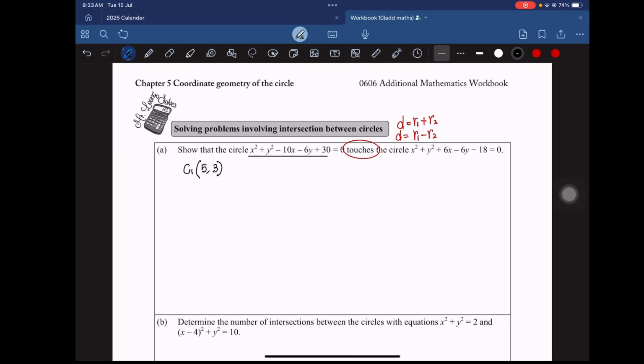Remember this? We have learned this before, right? And then the radius is equal to the square root of 5 squared plus 3 squared minus 30. Minus 30 because of the plus 30 sign here. So you will get the square root of 25 plus 9 minus 30. So you have the square root of 4. So this is 2. This is R1.